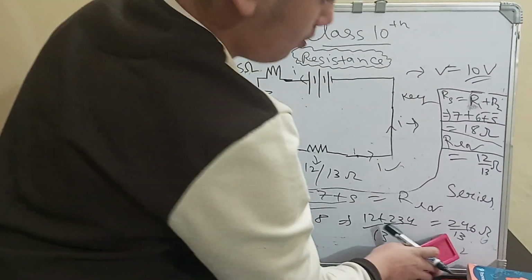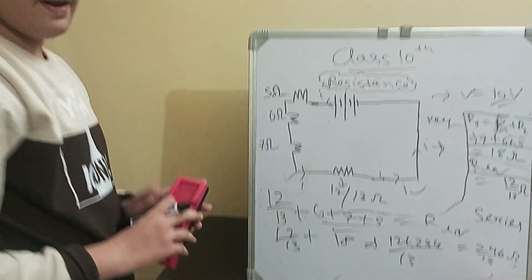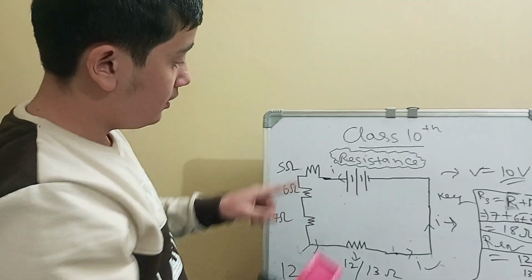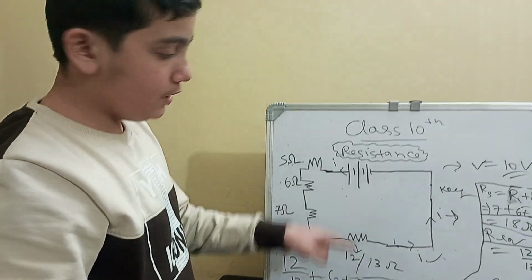Okay, so do not panic over there. You got the total resistance. How did you do it? I am explaining again. You converted the parallel setup into series.